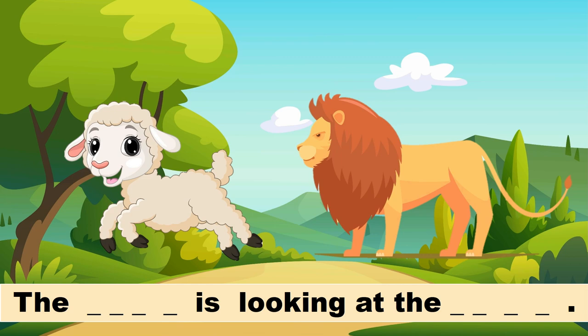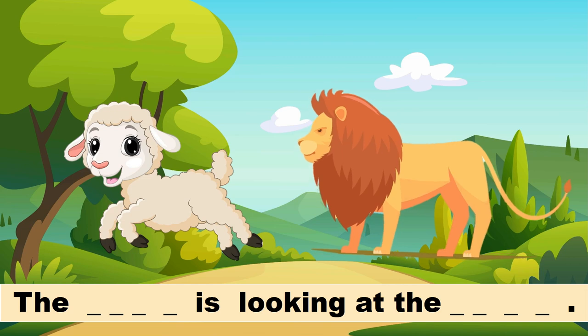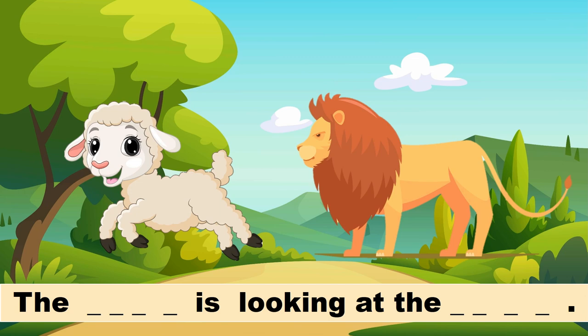Let's proceed to this one. The blank. What word is missing? Lion, correct. Is looking at the blank. Good job, lamb. Now let's read the sentence all together. The lion is looking at the lamb. Nice.